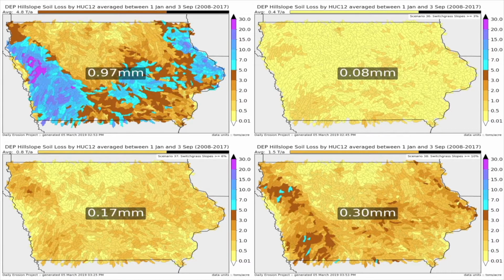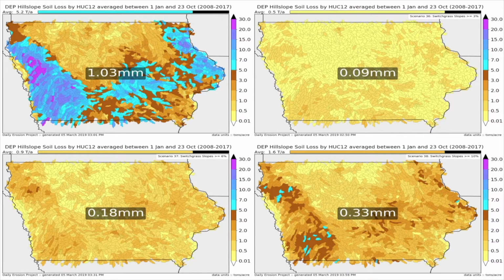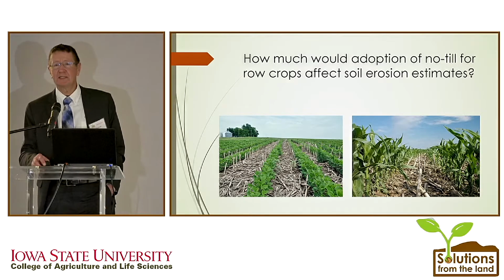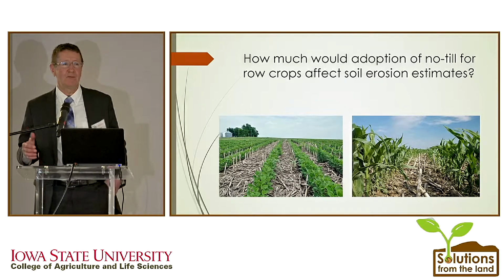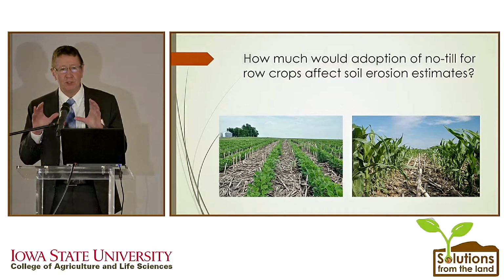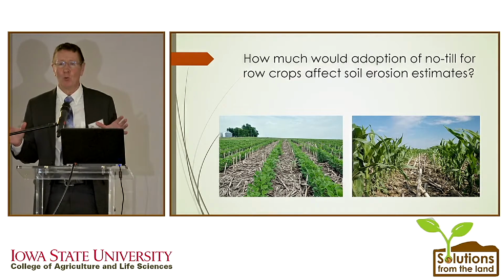Putting switchgrass on more slopes gives you less soil erosion, but the biggest impact is on that 10%. Biggest impact. Treat that area that is most problematic. Okay, so let's assume that we're not going to put perennial somewhere. What would happen if we use no-till practices on all row crops?